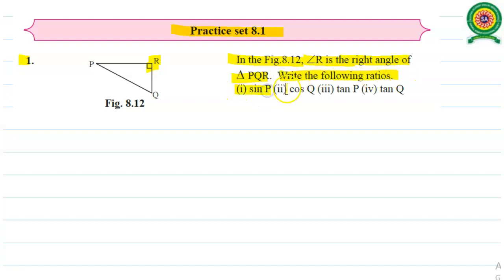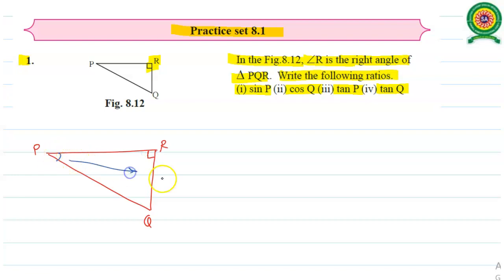Write the following ratios: sin P, cos Q, tan P, tan Q. So let's draw a separate figure. We have here triangle PQR which is right angled at R. With respect to angle P, the side which lies opposite to angle P is known as the opposite side, which is QR, and the side adjacent to angle P is the adjacent side, that is PR. The side opposite to the 90 degree angle is known as the hypotenuse.